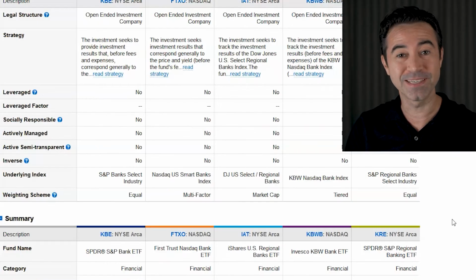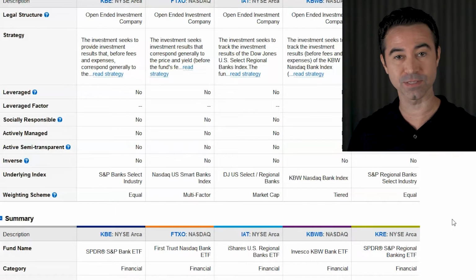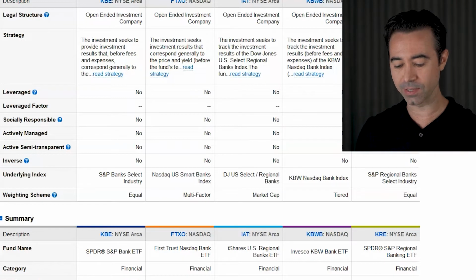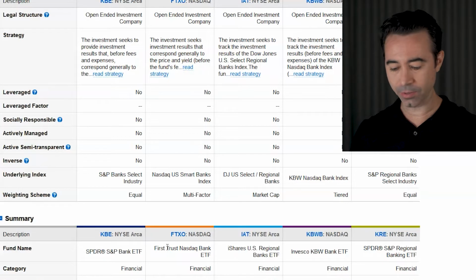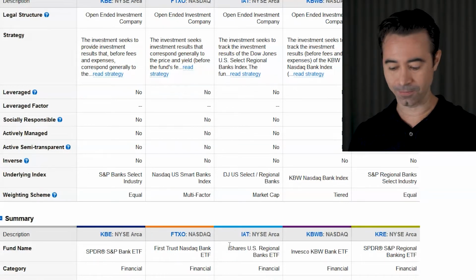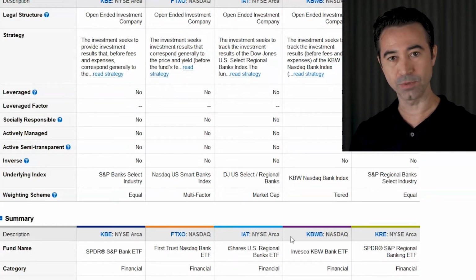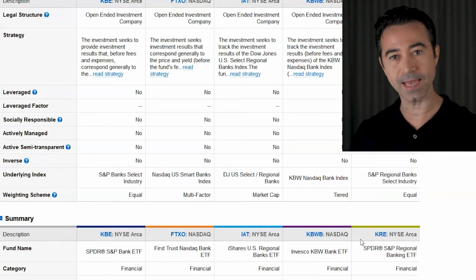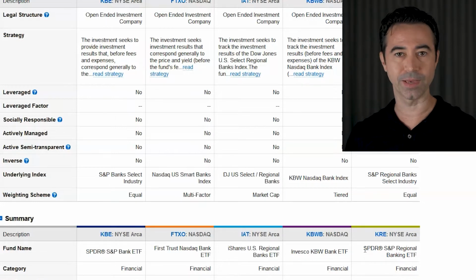Here I have 5 different ETFs, and we are going to compare them and find the best ETF out of these 5. So these are all banking ETFs. Let's go over the names and the tickers. First, KBE, the SPDR S&P Bank ETF. We have FTXO, which is the First Trust Nasdaq Bank ETF. We have IAT, the iShares US Regional Banks ETF, the KBWB, which is the Invesco KBW Bank ETF, and then finally we have the KRE, which is the SPDR S&P Regional Banking ETF.